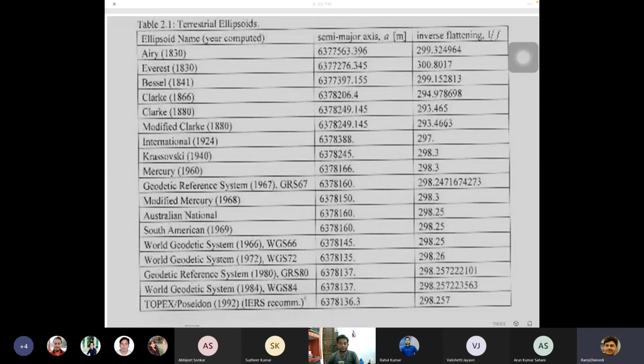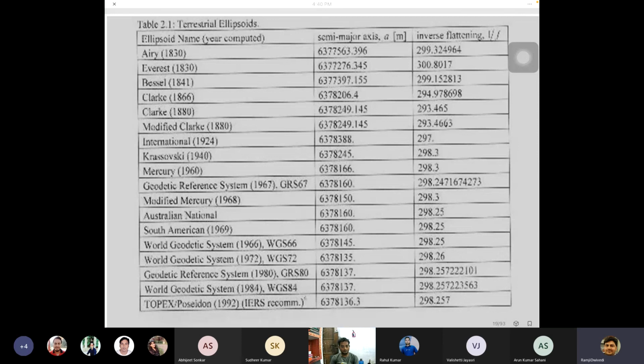So these are the different ellipsoids, and gradually we led to WGS 84. This WGS 84, which is nowadays very popular, is not given by an international body. It is given by the US mapping agency, or you could call it the geodetic survey agency. But ITRF is given by the international body called IERS. We'll come back to that part.